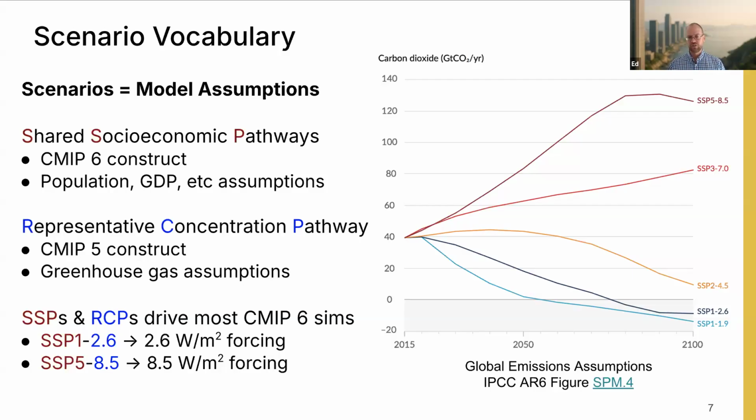So SSPs and RCPs are correlated. Some combinations of those make more sense than others. And what we've done in Beehive, and this is pretty standard, is to associate a particular RCP and an SSP, call that a scenario. And so our SSP 1, 3, and 5 scenarios are just associated with particular RCPs and particular greenhouse gas emission lines.